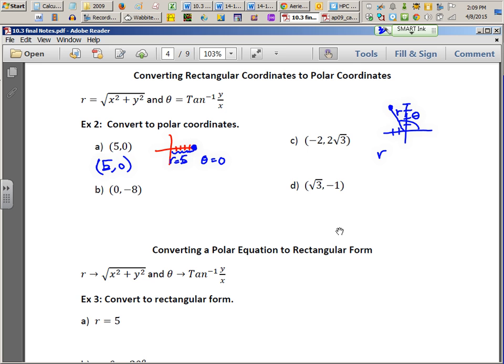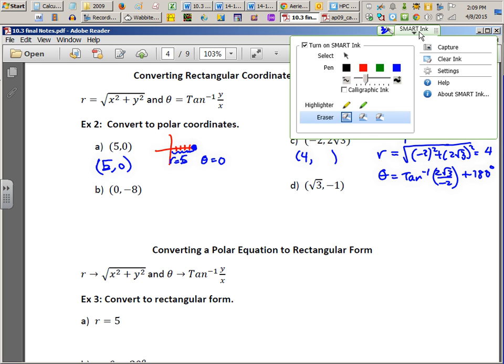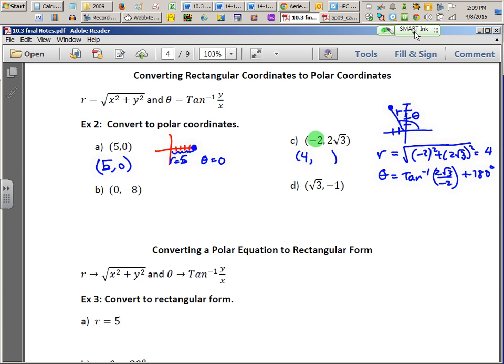The r is going to simply be the square root of negative 2 squared plus 2 root 3 squared, which is basically 4 plus 12, which is 16. So square rooting that, you get 4. So the r value is 4. The angle is inverse tan of y over x. And you're going to be adding 180 because the x is negative on this problem. So that's how you always know when you're going to add the 180, when the x is negative.